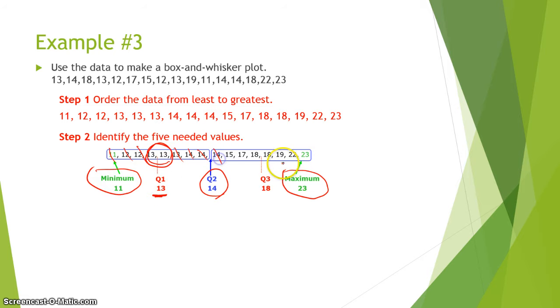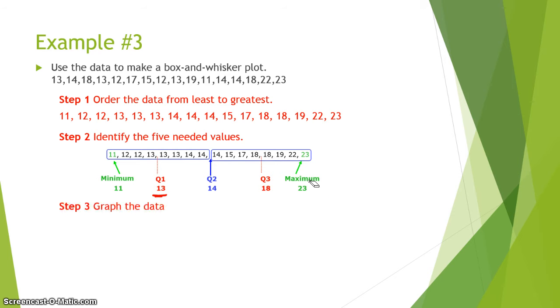For the third quartile, we'd cross off each end here. We add those two 18s together and divide by 2 to get our third quartile, which is 18. So we found the 5 needed values. Once we found those, now we can graph the data.